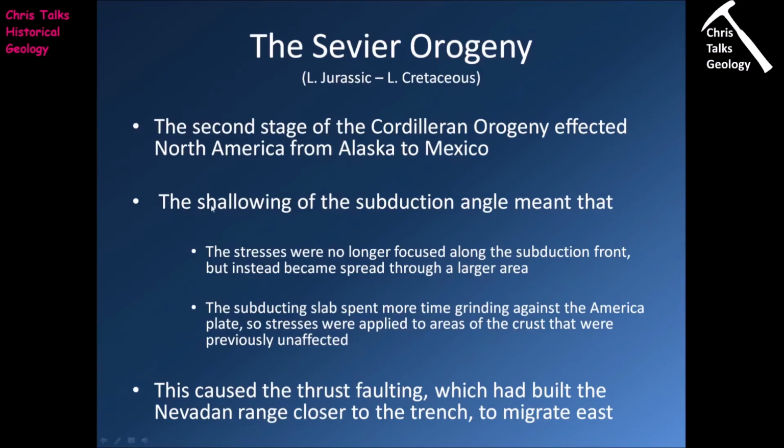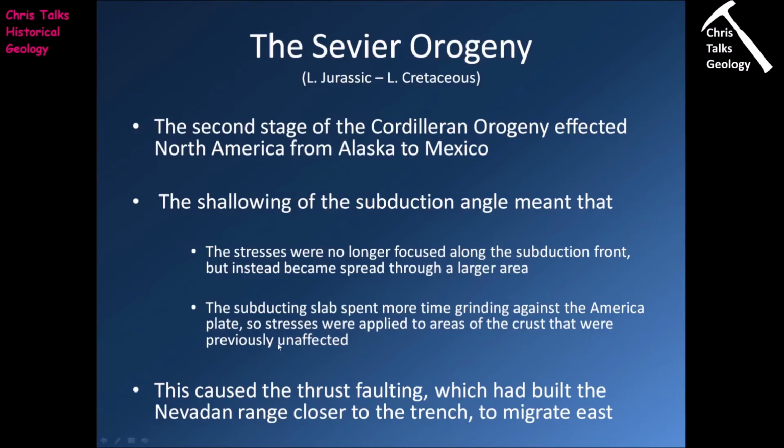Now, as we just discussed, we know as we begin to transition from the Nevadian Orogeny into the Sevier Orogeny, we have this shallowing of the angle of subduction. And this means that the stresses which were focused along the front edge of the subduction zone are now being spread throughout a larger volume of rock. And now this means that the subducting oceanic crust is going to spend more time grinding against the underside of the North American crust. And so this means we also have stresses being applied to areas of the crust that were previously unaffected by the earlier Nevadian Orogeny.